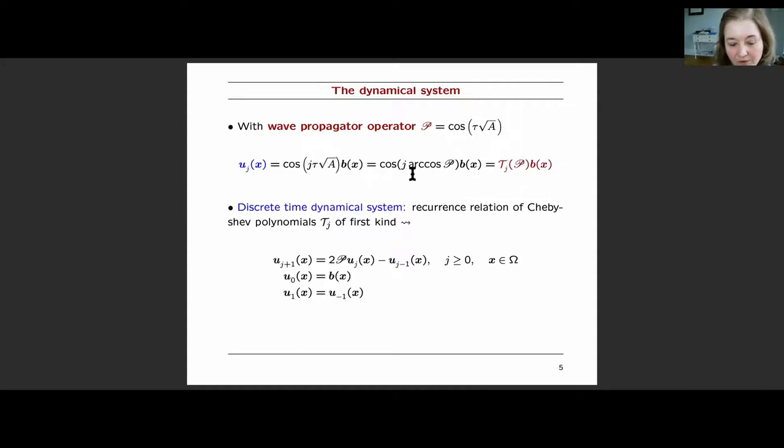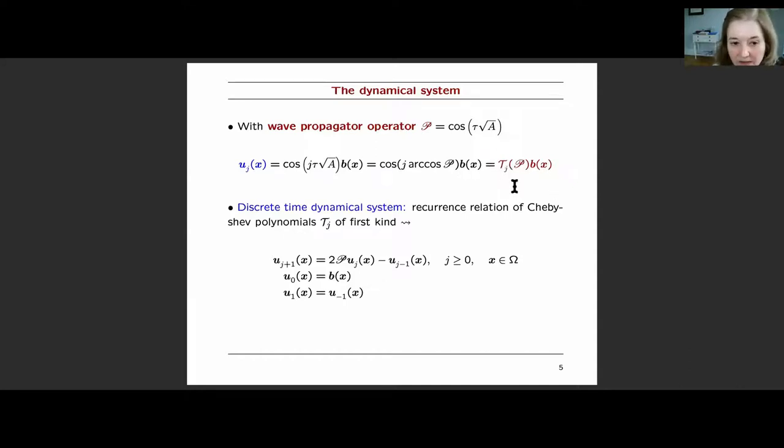And here we're just doing a trick. So we write tau square root of A as the arccosine of the operator P. And of course, when we do that, we realize that this u_j is simply a polynomial in the operator P acting on the initial state. And this is called the Chebyshev polynomial of the first kind.